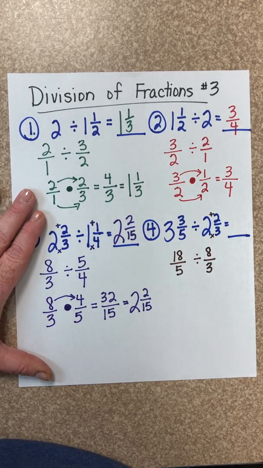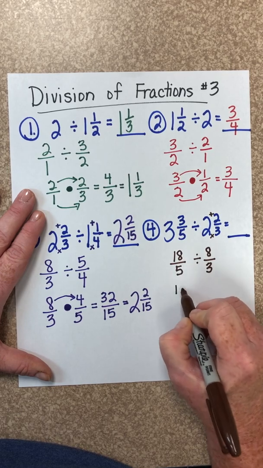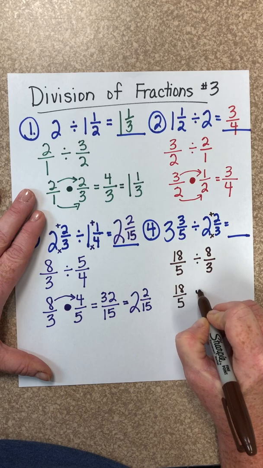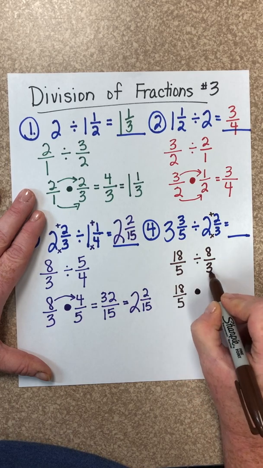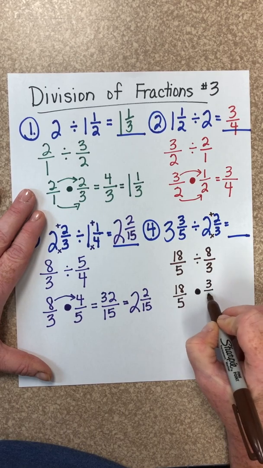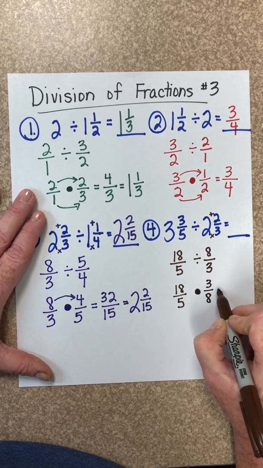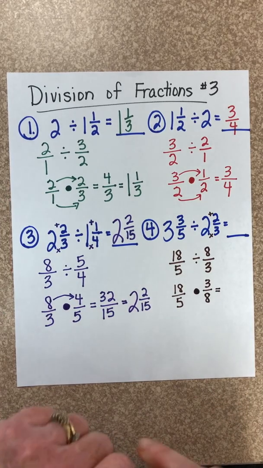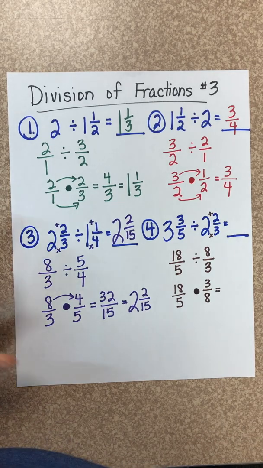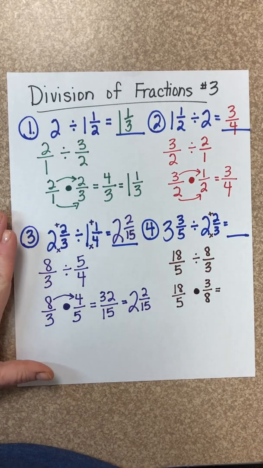Now let's keep, change, flip. Keep the first fraction as it is. Change to multiplication. Flip or write the reciprocal of 8/3. That would be 3/8. Now I want to show you a shortcut here so we don't have to simplify a lot in the end for our answer. This is called pairing up your common factors.